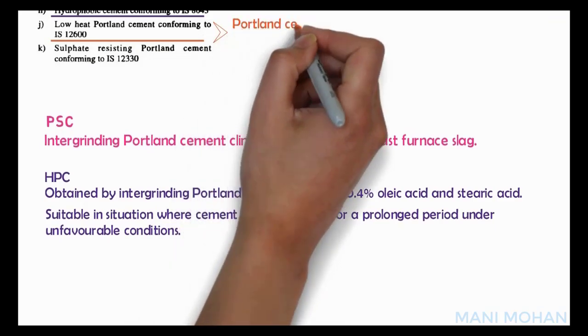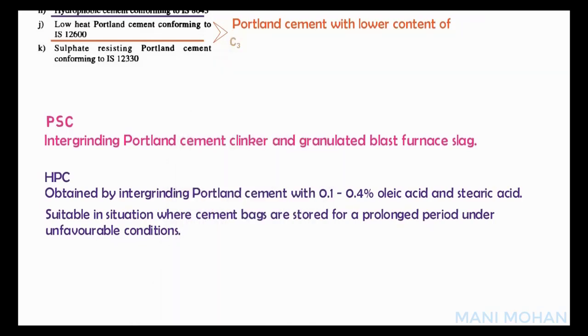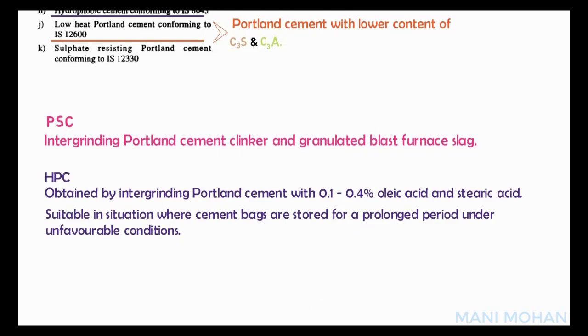Next is low heat Portland cement. It is a Portland cement with lower contents of the more rapidly hydrating compounds C3S and C3A. The process of hydration is slow and the consequent rate of heat generation is also low. This is desirable in mass concreting of gravity dam, as otherwise the excess heat of hydration can result in serious cracking. However, because of the slower rate of strength gain, adequate precaution should be taken in their use, such as with regard to removal of form work.